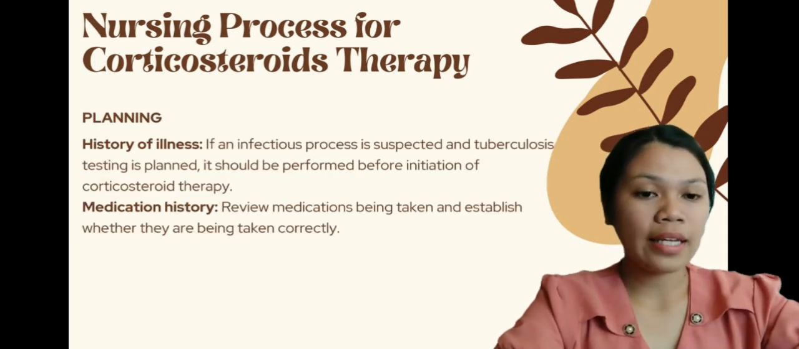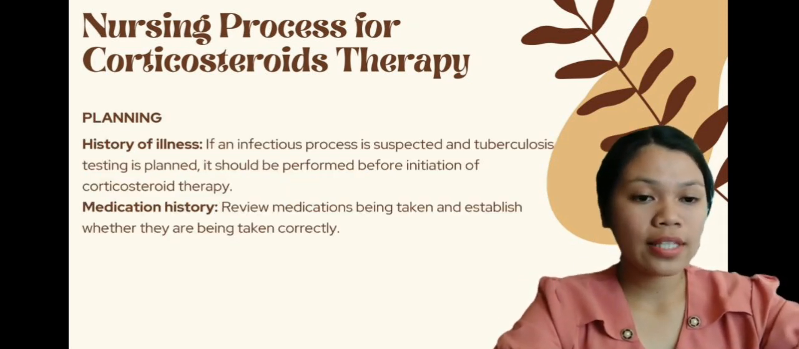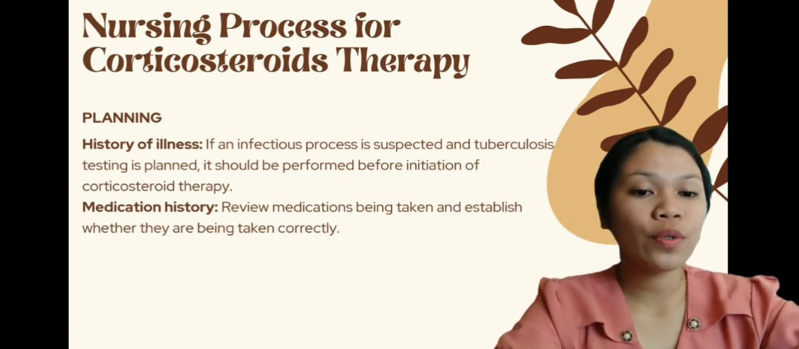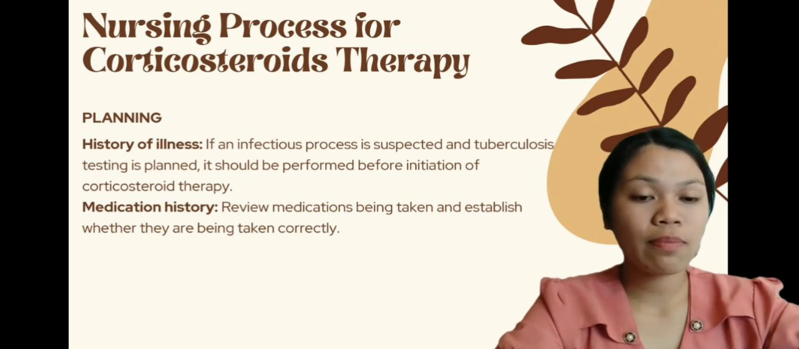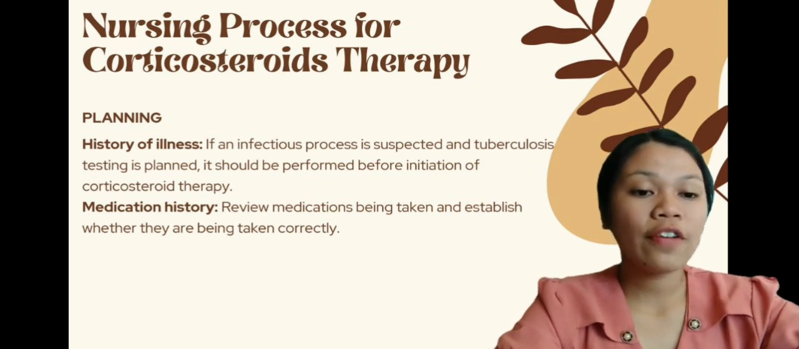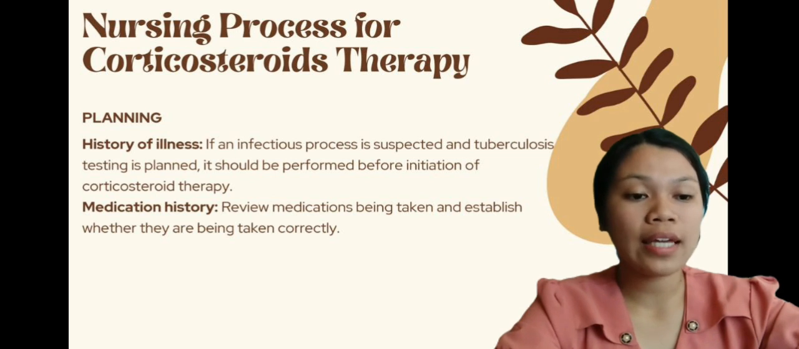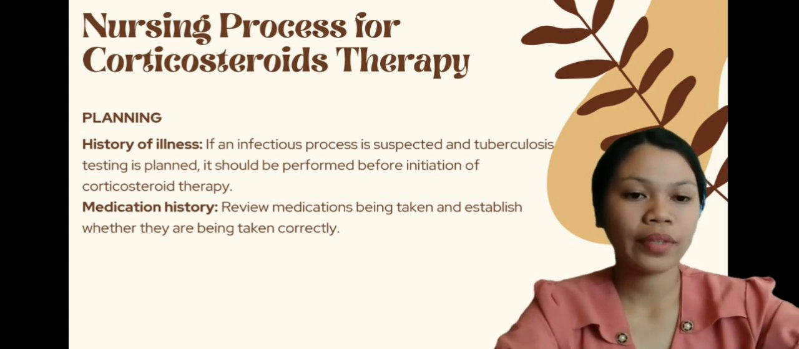Next is the planning. History of illness. If an infectious process is suspected and tuberculosis testing is planned, it should be performed before initiation of corticosteroid therapy. Next is medication history. Review medications being taken and establish whether they are being taken correctly.